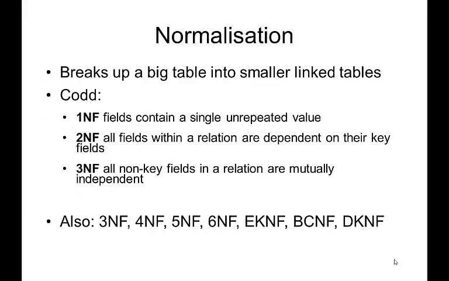So as I say, it breaks a big table into smaller linked tables. Codd defined 3 forms. Remember Codd, grandfather of the relational database system. First normal form, second normal form, and third normal form. There are the definitions there: fields containing single unrepeated values, etc. We'll see each one of those in sequence. Since Codd, there have been a whole sequence of other normal forms defined.